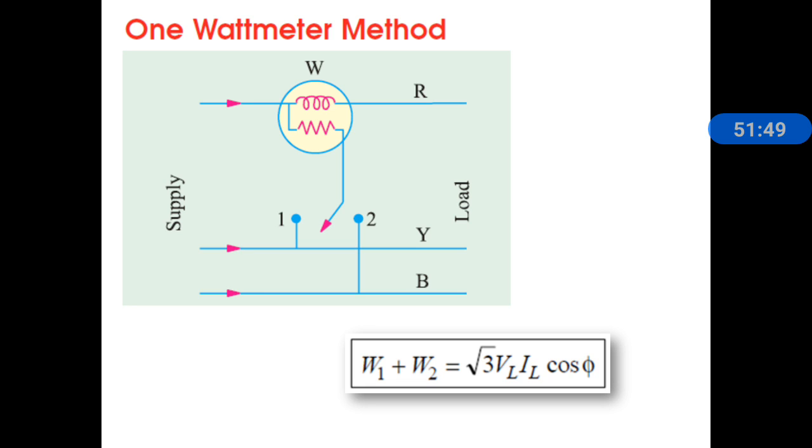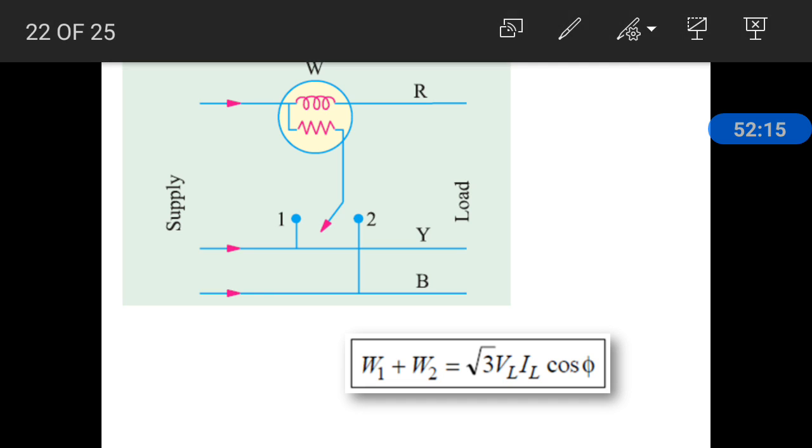So in the 1 wattmeter method, the connections are shown in the figure. Here the current coil is connected to any one phase, and the potential coil is connected alternately to the other 2 phases. Suppose the potential difference connection is given to the first one. Now the wattmeter is connected across the R phase and the Y phase. So now this one acts as W1.